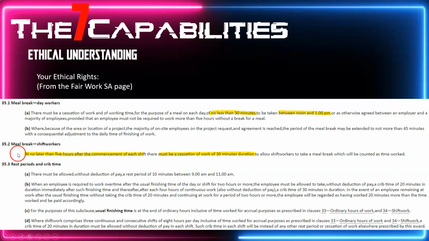Another thing is if you're a shift worker, for example, no later than 5 hours after the shift starts, there must be a break of 30 minutes. So you cannot work more than 5 hours without a break. That's another really important one. You can't just work 7 hours straight because it's super busy. That's actually in breach of the award, and that's more of a safety thing. So these are really important things to know as you go out there.